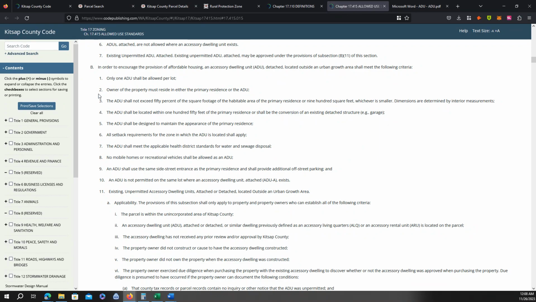1. Only one ADU shall be allowed per lot. 2. The owner of the property must reside in either the primary residence or the ADU. Basically, that means you can't have a house and an ADU and then move to wherever and rent both of them out. The owner must occupy the primary residence or the ADU. 3. The ADU shall not exceed 50% of the square footage of the habitable area of the primary residence, or 900 square feet, whichever is smaller.